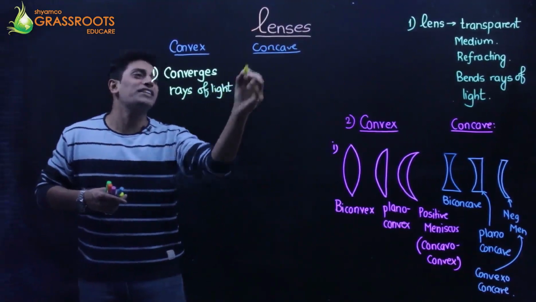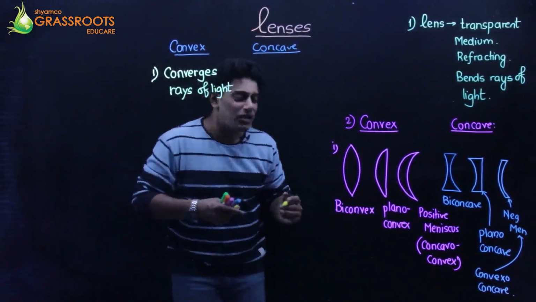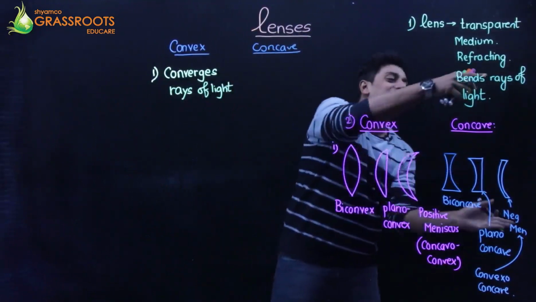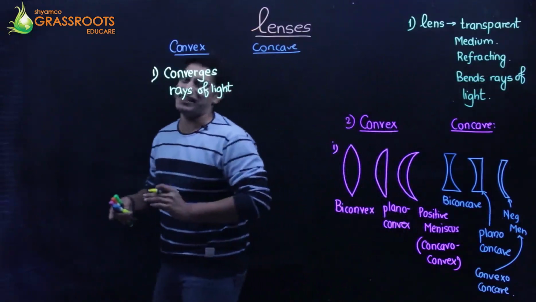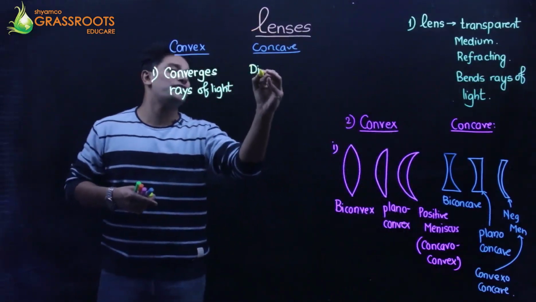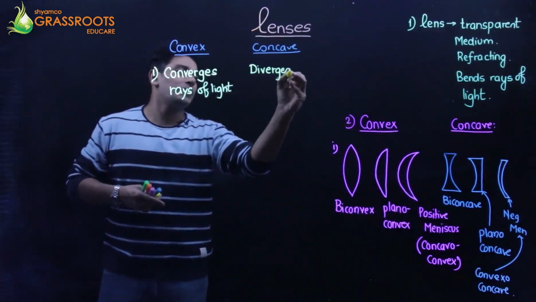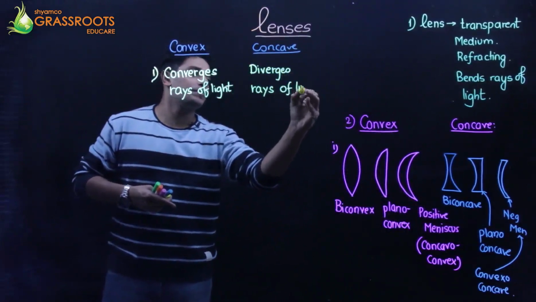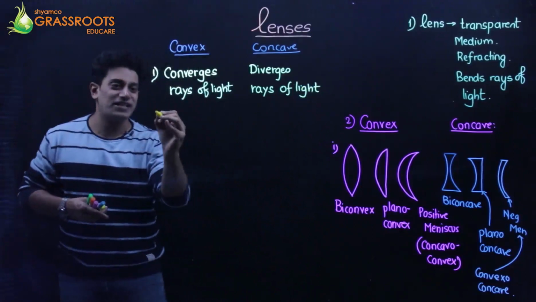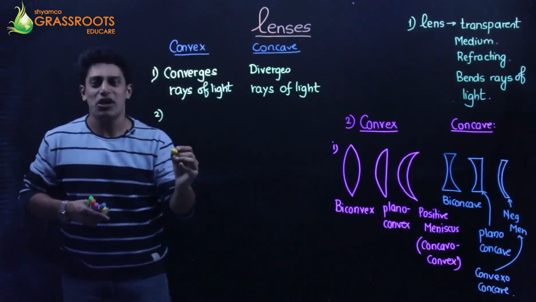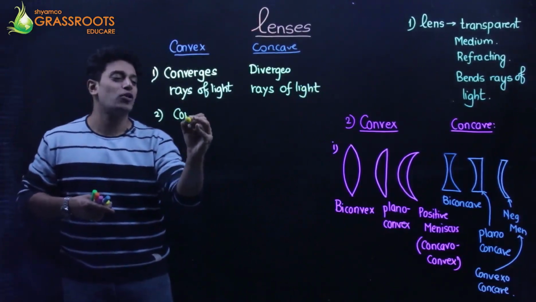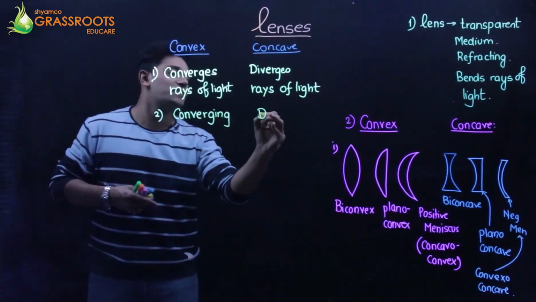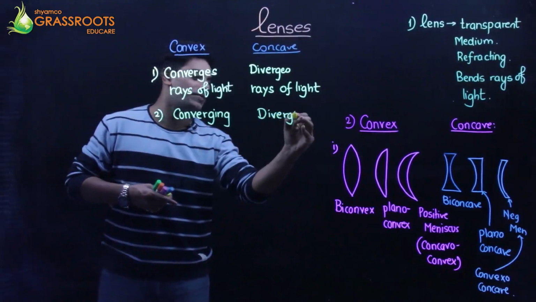Alright. Concave lens क्या करता है? Tell me. Concave lens पे when the rays of light fall, they are diverged. So it is a diverging lens. So it diverges the rays of light falling on it. First pointer, students. Second pointer. Hence, convex lens is called a converging lens, and concave lens is called a diverging lens.